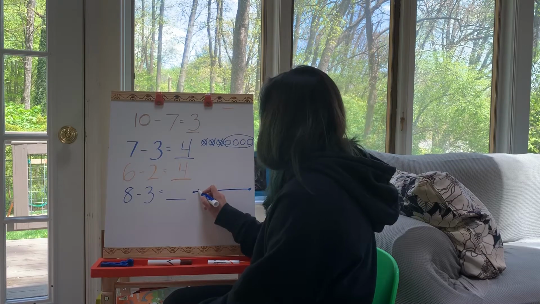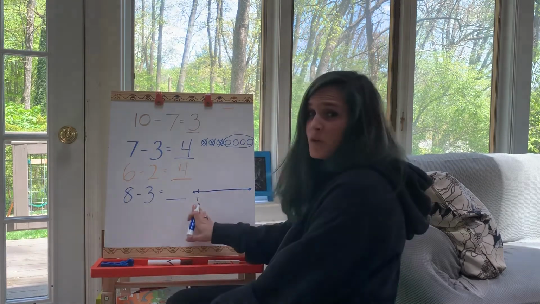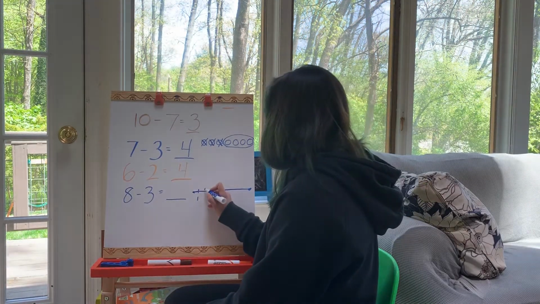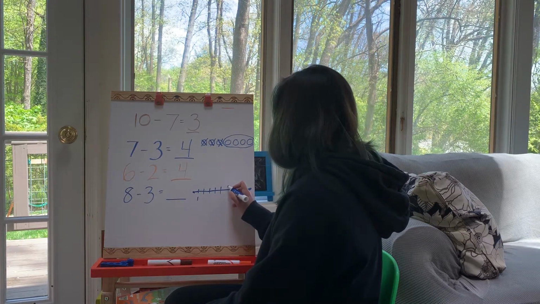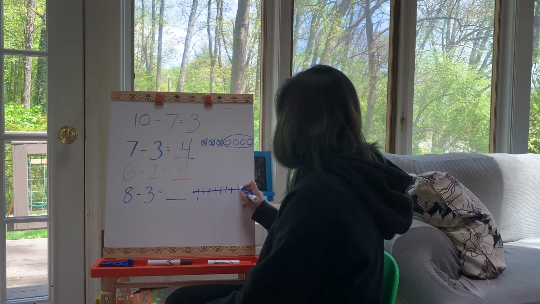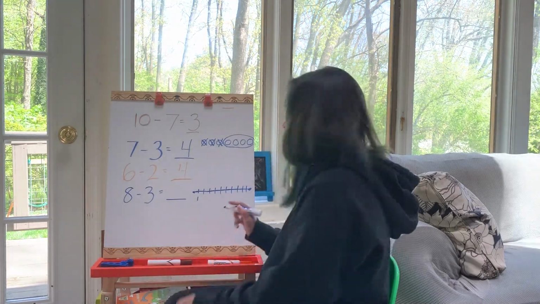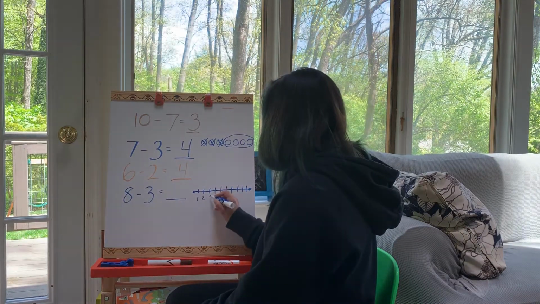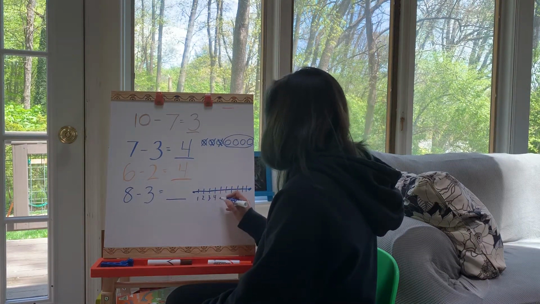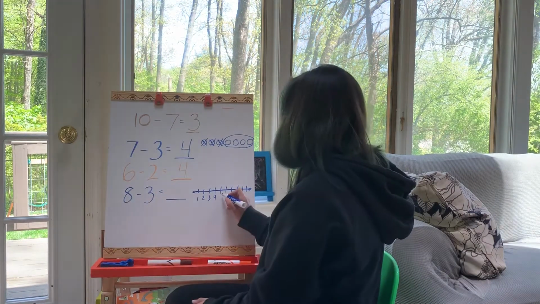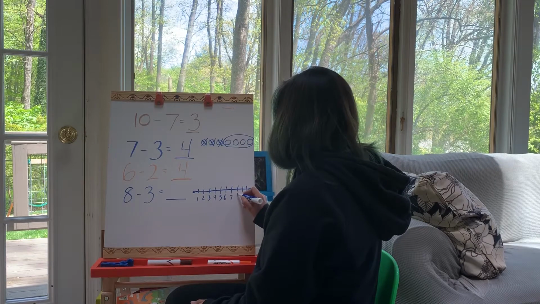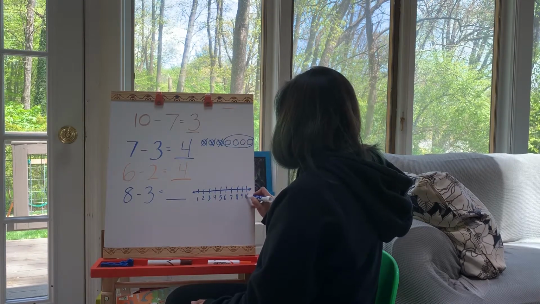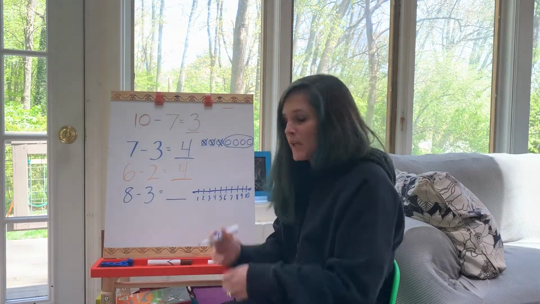and starting all the way over on the left, I'm going to write 1, 2, 3, 4, 5, 6, 7, 8, 9, 10. And I'm going to go up to 10 just to make sure that I have enough numbers on there to do the problem correctly. I know my problem says 8 minus 3, but I want to get down 1 through 10. So there's my number line.